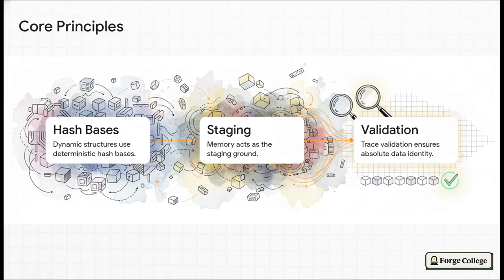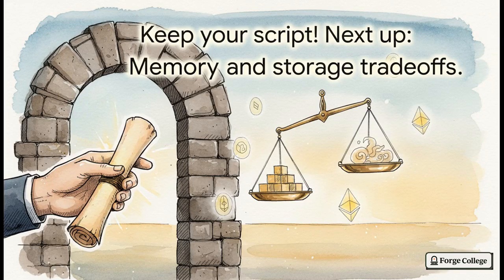And hey, whatever you do, keep your Python script because in our next lesson, which is memory and storage trade-offs, patterns, and synthesis, we are going to use this exact simulation trace to analyze actual Ethereum gas costs, look at instruction-level trade-offs, and really figure out the efficiencies of in-place updates versus full memory commits. It is going to be absolutely fascinating.